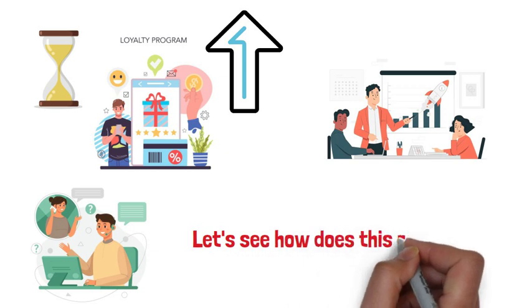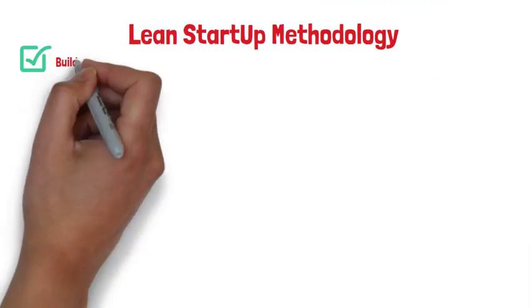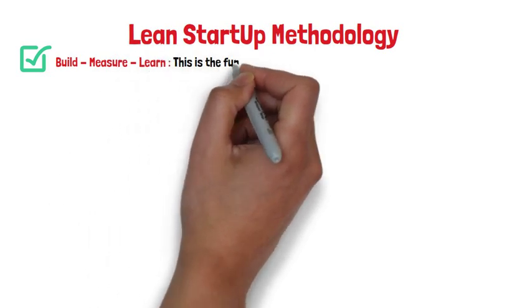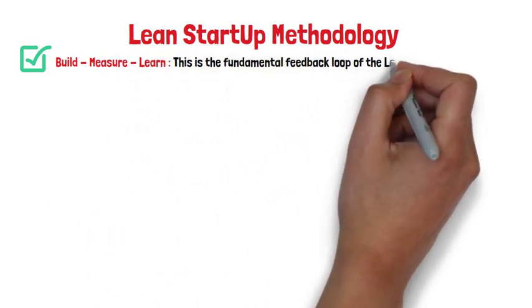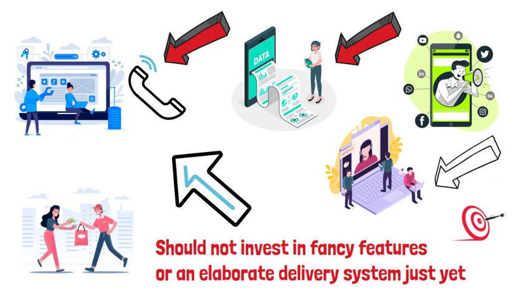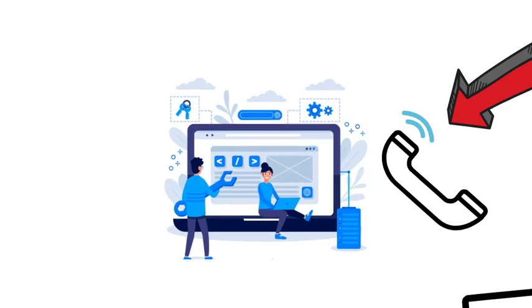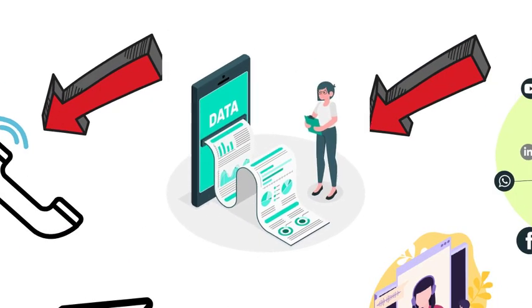Let's see how this relates to the lean startup methodology. Build, measure, learn. This is the fundamental feedback loop of the lean startup methodology. It emphasizes building a minimum viable product quickly, measuring its performance through real-world data, and learning from the insights gained to make informed decisions about the product's future iterations. Here we have built a website, which is the MVP, and monitored the calls and collected the data.